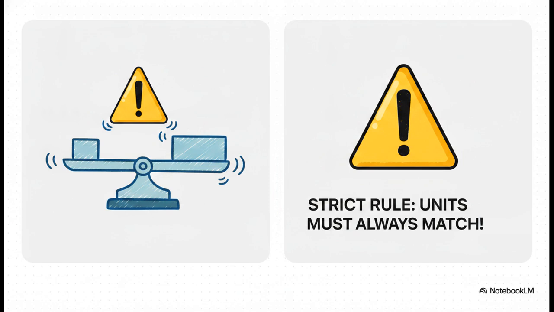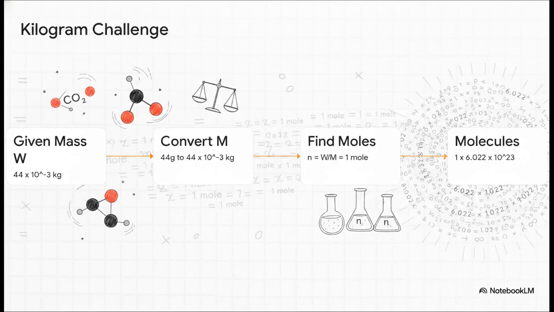But what if the examiner sneakily gives you the given mass, W, in kilograms? You have to remember that 1,000 grams equals 1 kilogram. Your units for W and M absolutely must match before you divide. Check out this trick question. Calculate moles in 44 into 10 to the power of minus 3 kilograms of CO2.